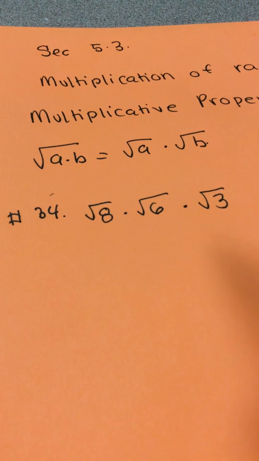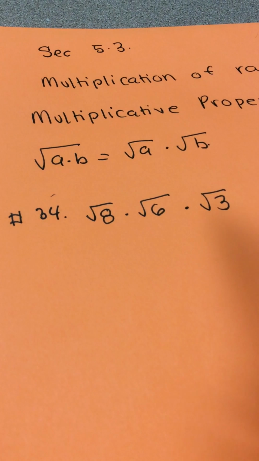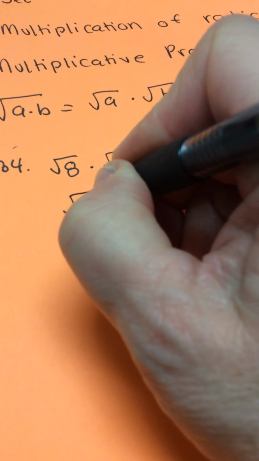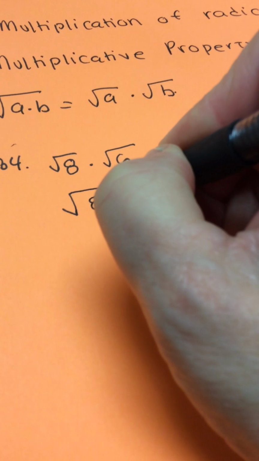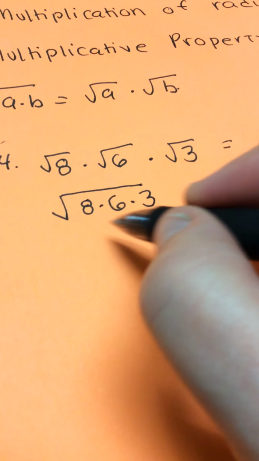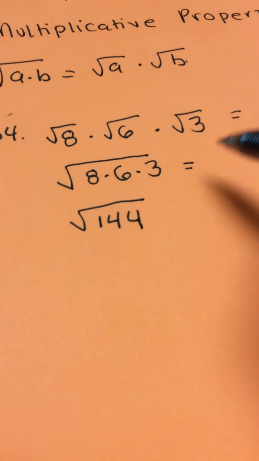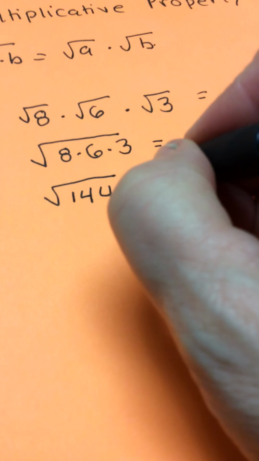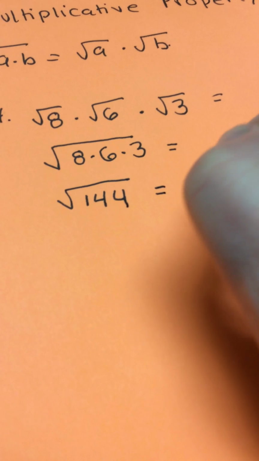So I'm going to use this property where I have the single ones: the square root of a times the square root of b times the square root of c. I'm going to put them all under one radical sign. So that's going to be the square root of 8 times 6 times 3. If you multiply out 8 times 6 times 3, you discover it is 144. And 144 is a perfect square, so our answer is 12.